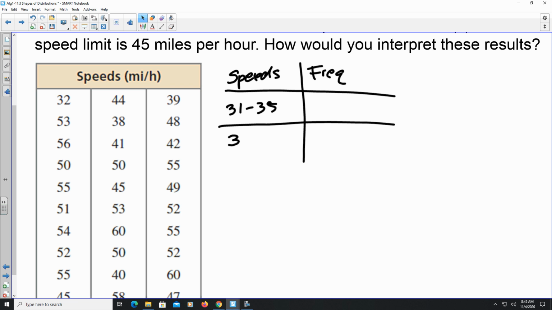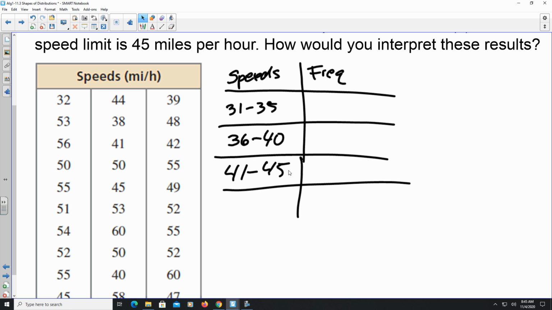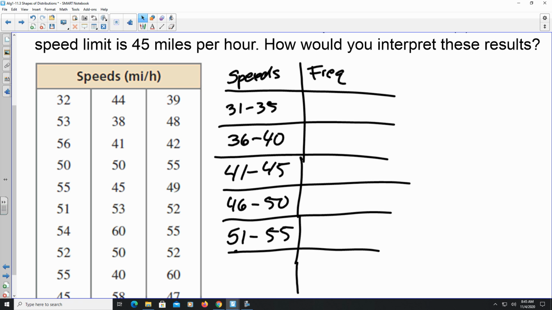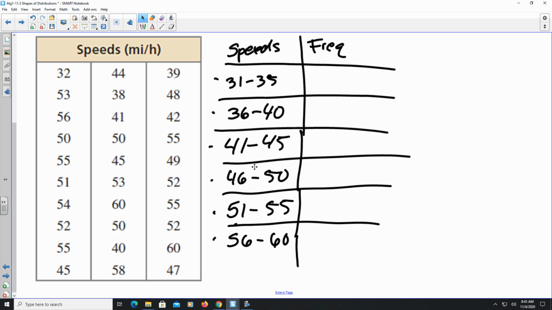So I could say 36 to 40 here, 41 to 45 here, 46 to 50, 51 to 55, and 56 to 60. 1, 2, 3, 4, 5, 6. So 6 intervals. All right, so what I'm going to do here is go through each one of these and make a little dash mark in which interval it shows up in.